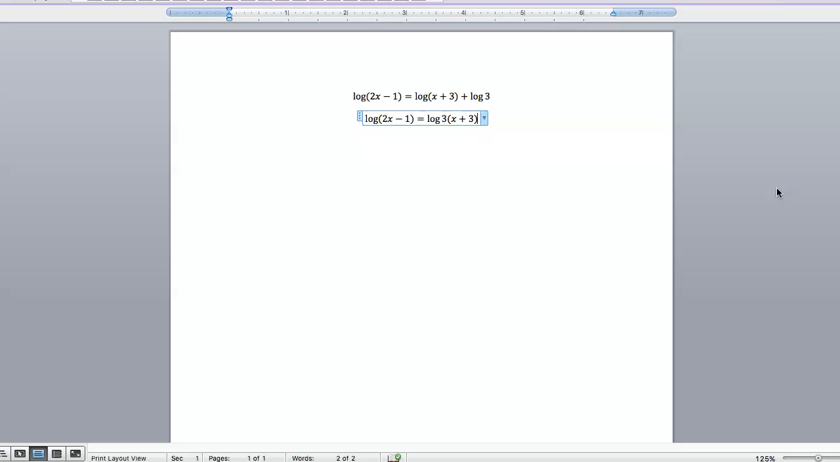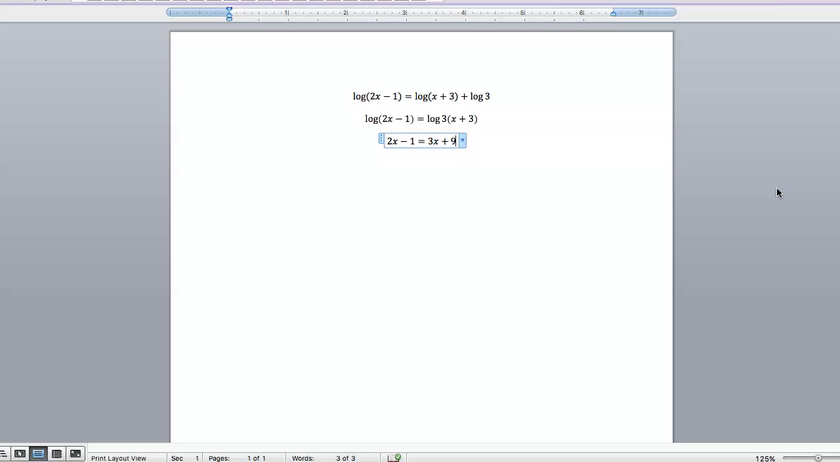I have one log on the left, one log on the right. Same base, they're both base 10. If the logarithms are equal, then the expressions must also be equal, and we get that because logarithmic functions are one-to-one. Every x has one y, and every y also has only one x, so the expressions have to be equal. So I'll set 2x minus 1 on the left equal to, I'll go ahead and distribute that through, 3x plus 9 on the right.